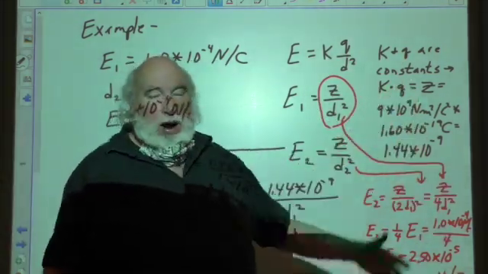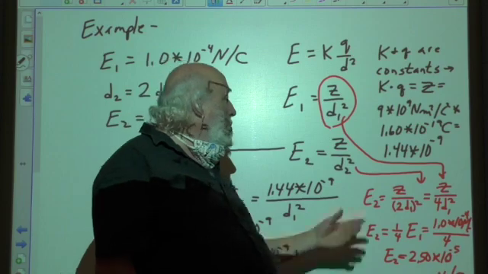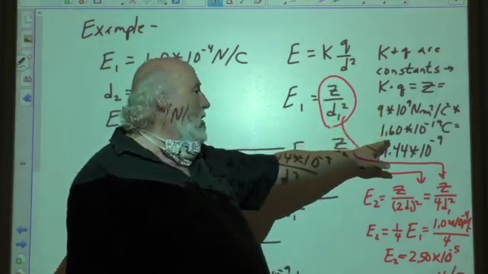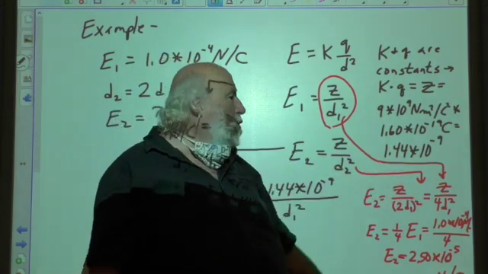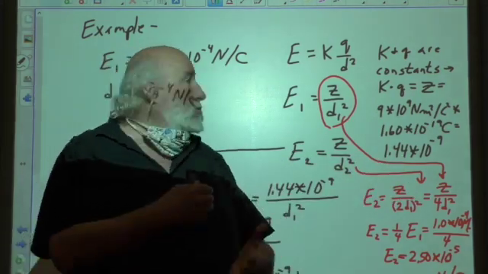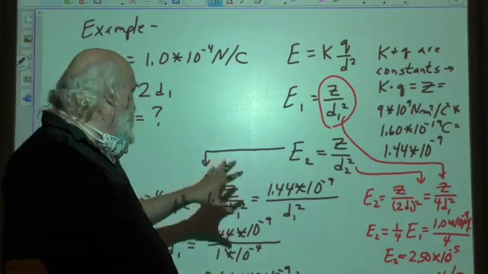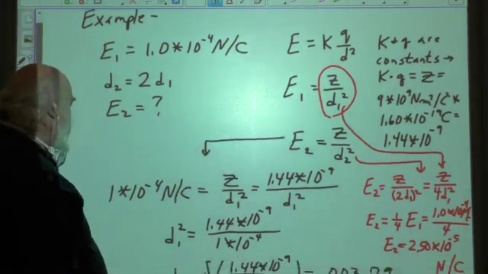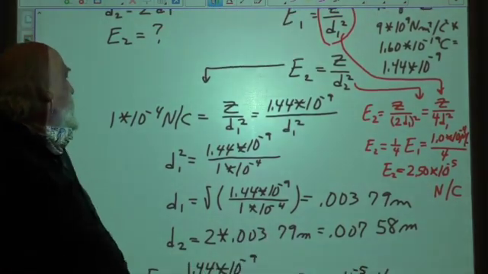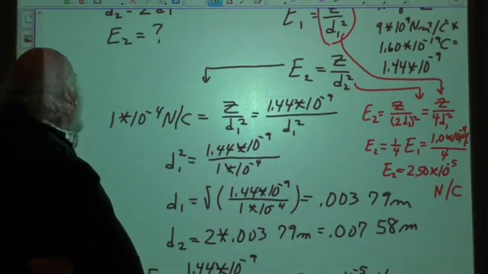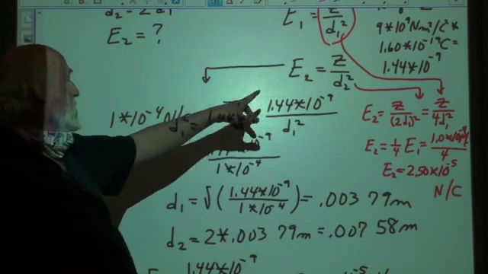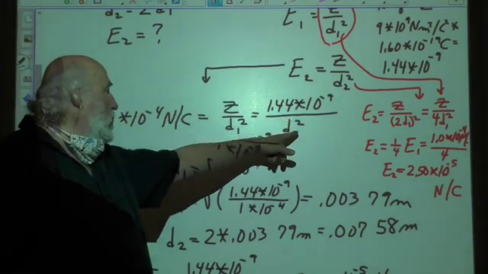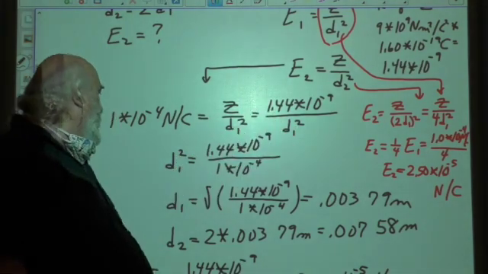Why not Z? So I multiply those two values, 9 times 10 to the 9th, or 1.60 times 10 to the negative 19, and I get 1.44 times 10 to the negative 9. That is my constant Z that I'm going to use in this black part of the problem. All right? So, we're given here for E1 equals Z over D1 squared, and we said Z is 1.44 times 10 to the negative 9 over D1 squared.